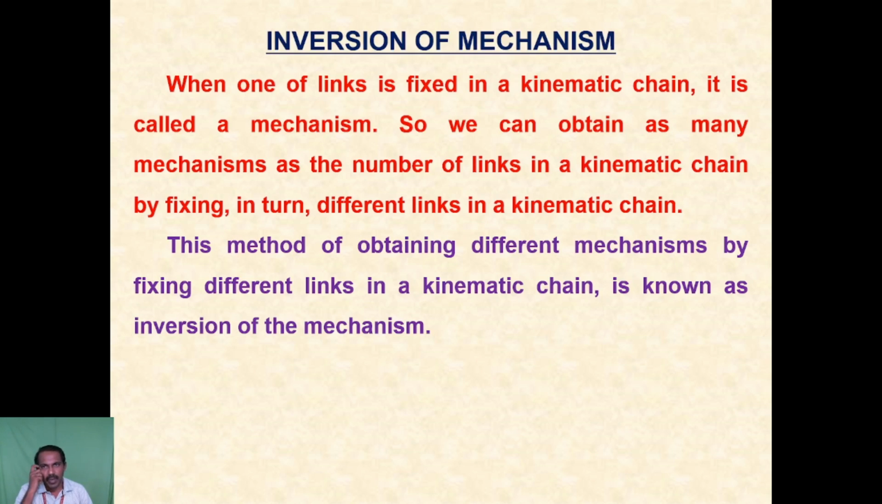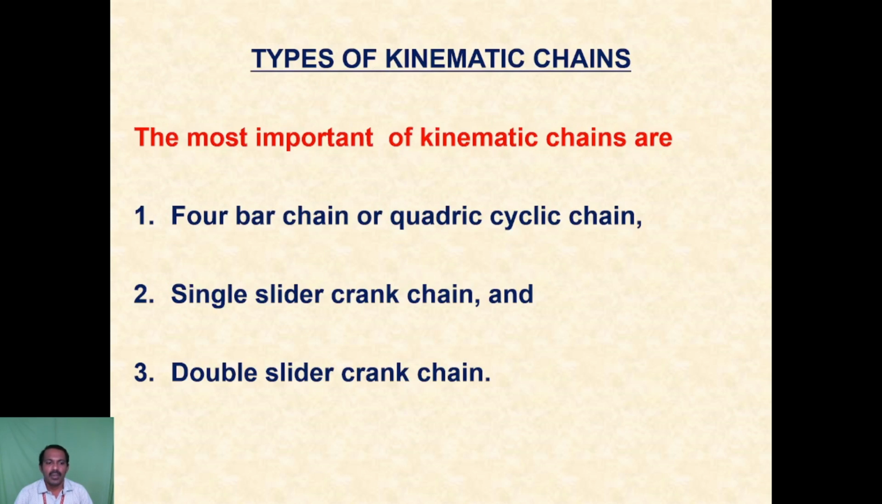Next is the inversion of mechanism. When one of the links is fixed in a kinematic chain, it is called a mechanism. So we can obtain as many mechanisms as the number of links in the kinematic chain by fixing different links in the kinematic chain. This method of obtaining different mechanisms by fixing different links in a kinematic chain is known as the inversion of the mechanism. There are three important types of kinematic chain.